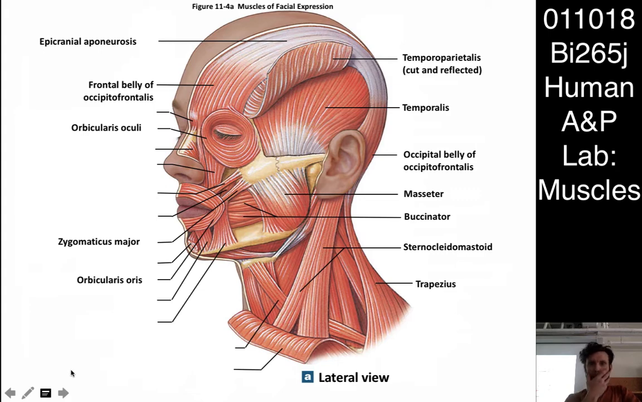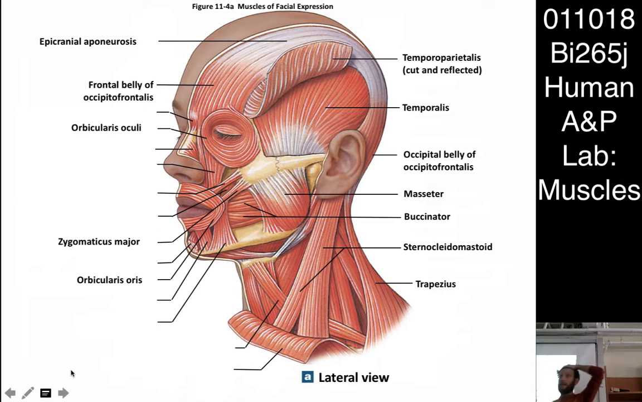Let's go through the face a little bit. I cut out a lot of these. I left some. I may want to cut out some of the ones that I left. So as you're going along, you may want to make notes for the lab outline as to which ones I'm striking. But there's this muscle called the occipitofrontalis. The occipitofrontalis is this muscle.